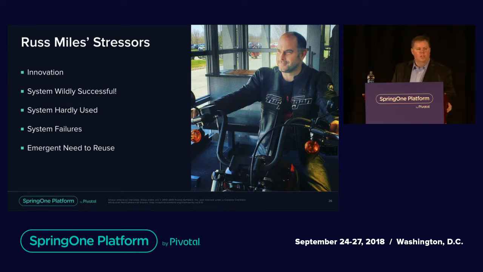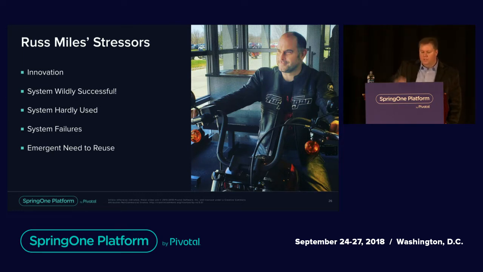And then this last one is kind of interesting, the emergent need to reuse. So this is you working on a software team. You've built a component that is useful to you. And then other people find out about it. And they start using it. And then they tell all of their friends. And before you know it, that little component that you built to meet your needs is now the backbone of the entire company's software infrastructure. Does that ever happen? Sure it does. Is that stressful? Yeah.